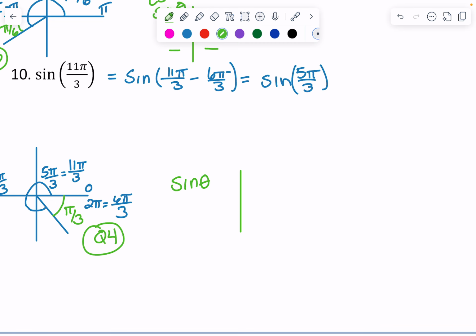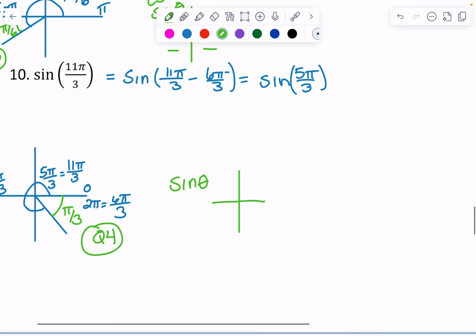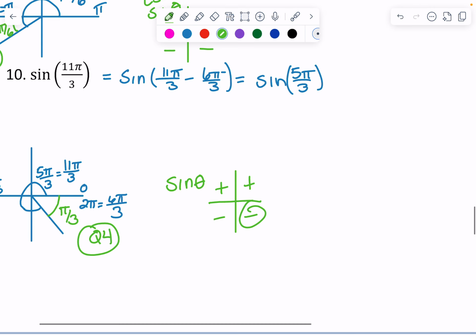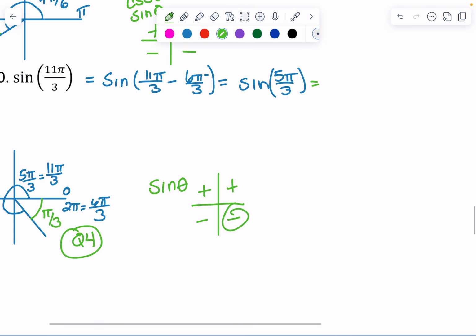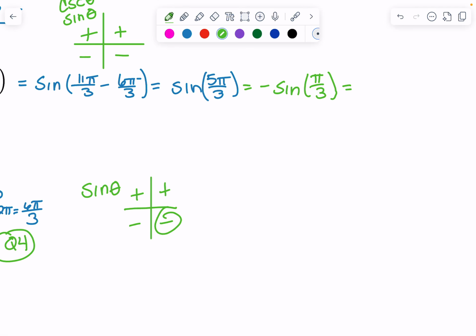If we're ready to do that, all students, positive in quadrant 2, take calculus, it's negative if I'm below the x-axis. So in quadrant 4, I'm negative. Let's go ahead and write it that way: negative sine of pi over 3. I know that sine of pi over 3 is going to be root 3 over 2. So I get negative root 3 over 2.